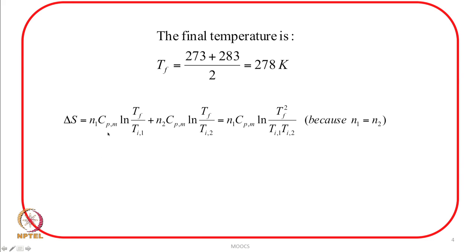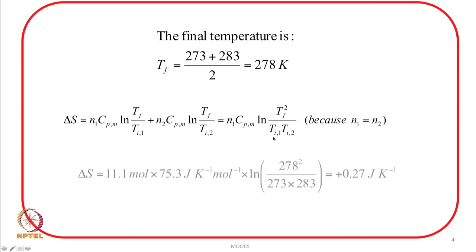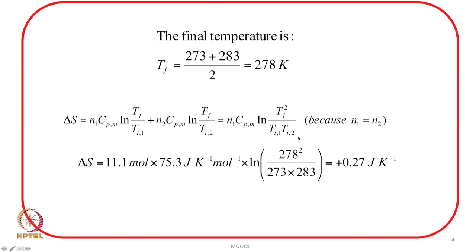So, that is why it is N1 Cpm log Tf over Ti1 plus N2 Cpm log Tf over Ti2. When you rearrange this further, you get this expression. Ti1 and Ti2 both are known, because initially one of the samples was at 0 degree Celsius, the other was at 10 degree Celsius, giving a final temperature of 5 degree Celsius. Converting into Kelvin, and after substitution of the values, we see that the change in entropy now is 0.27 joules per Kelvin.